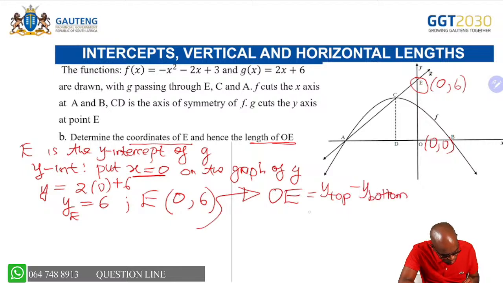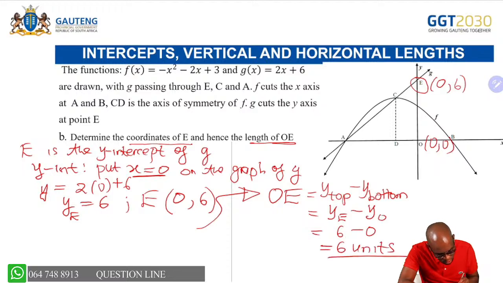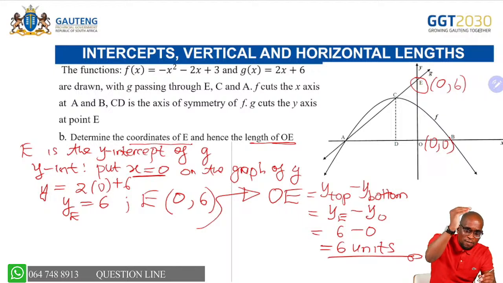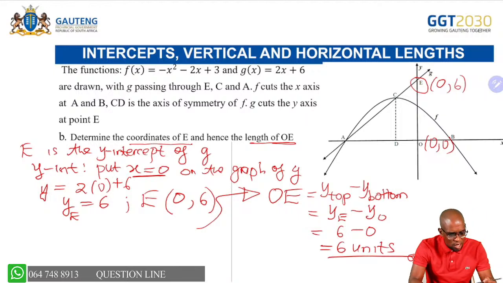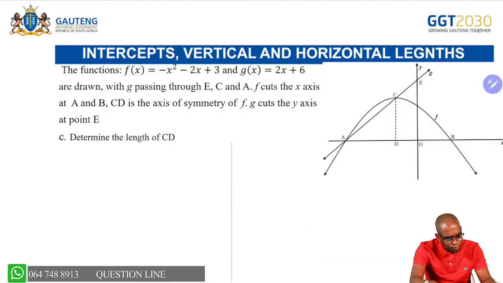Y top minus y bottom. So y top is y at E minus y bottom, that is y at O. So y at E is 6. Y at O is 0. So OE is 6 units like that. So I took the y value at the top minus the y value at the bottom. That's very, very important. Right, we move on.